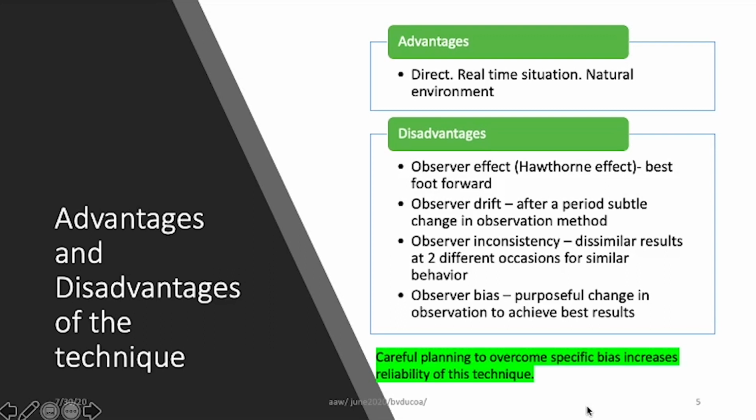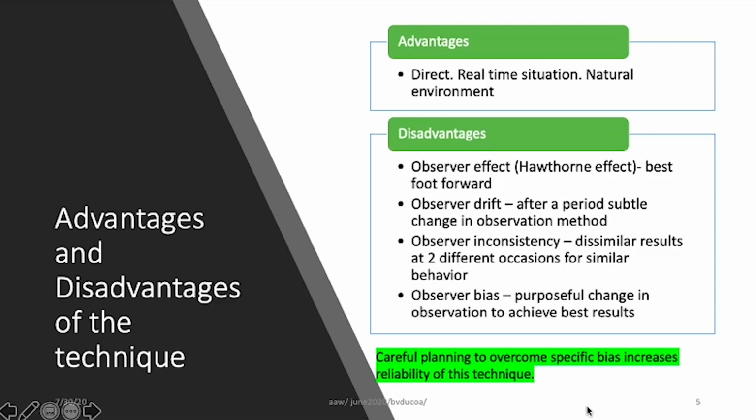We being doctors, we feel that observation is the best method. Let's see, and it is best because it is direct. We are dealing with the real-time situation. We are in the natural environment. There is no artificial sense of, you are doing something more or you are doing something special or specific. But there are many disadvantages to this technique.